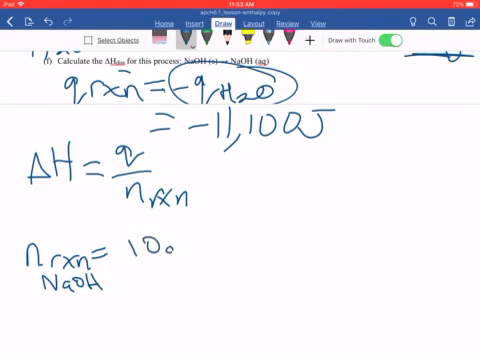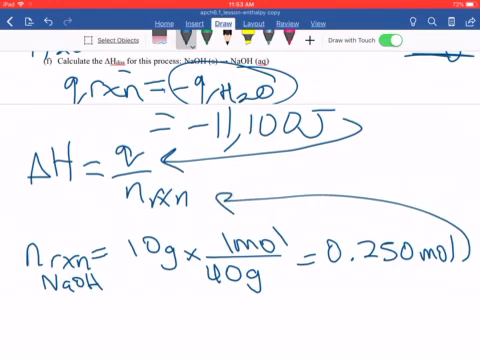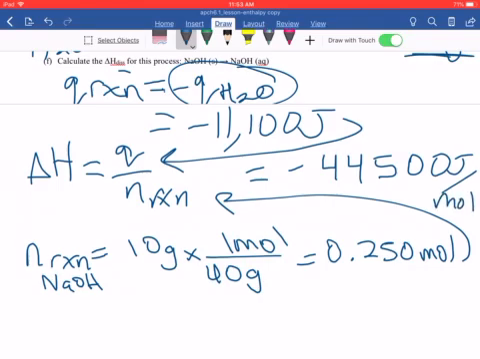We started off with 10 grams of sodium hydroxide. If we multiply it by our molar mass, so we put 40 grams on the bottom for every 1 mole, we end up with 0.25 moles. So plug in your negative 11,100 on the top, plug in your 0.25 moles of sodium hydroxide on the bottom, and you're going to end up with about negative 44,500 joules per mole. If you wanted to, you can convert that into kilojoules. There you go.